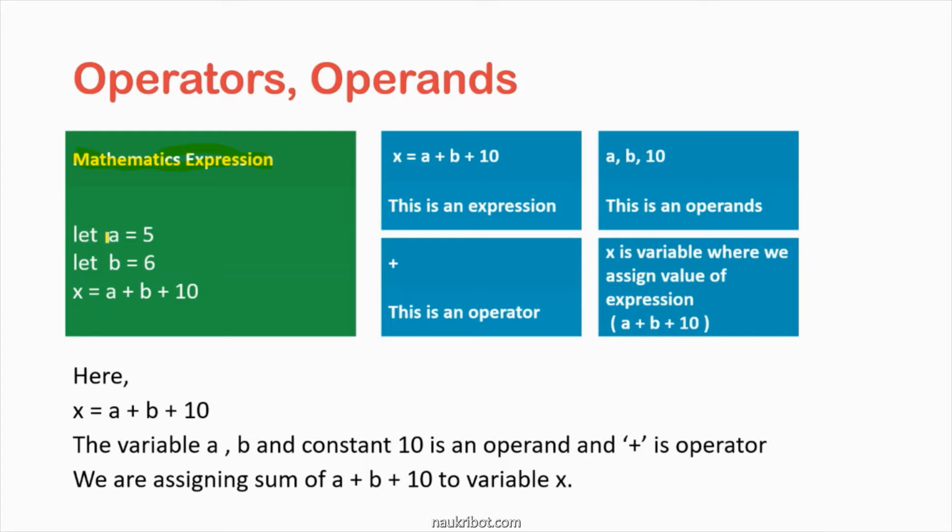Here, suppose a is a variable. We have defined a as a variable where we are assigning numeric data like 5. Again, b is a variable, and here also we are assigning a numeric value, 6. In the third line, x is equal to a plus b plus 10. What we are doing here is just the sum of a, b and 10.